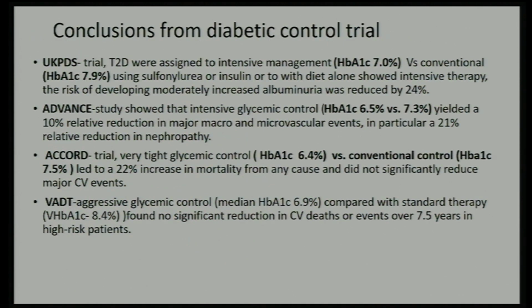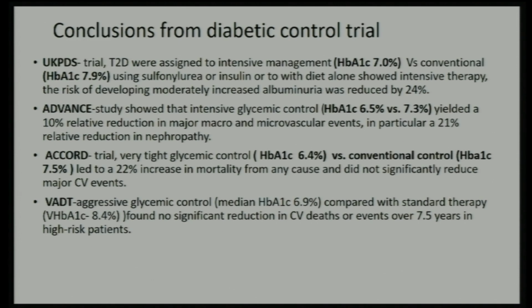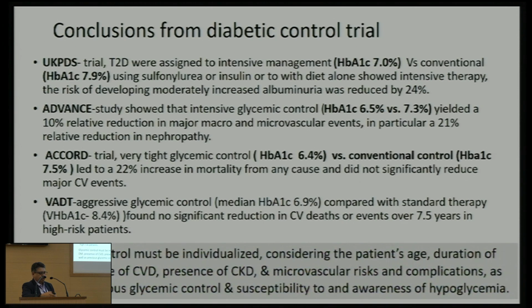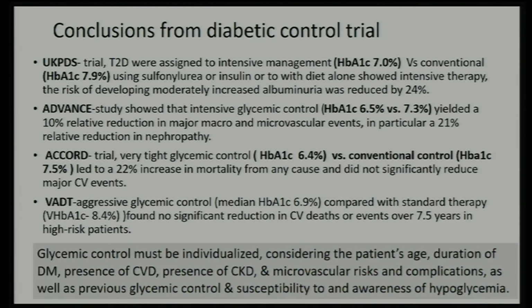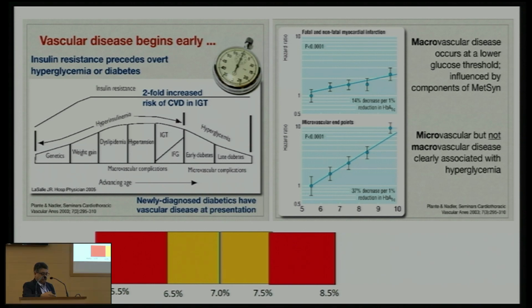But reducing further, in the ACCORD trial, we did not see much difference, and there was more mortality because of hypoglycemia. Even the same with the other study. So we can take it as 6.5 to 7, but again we have to see all these patients, the macrovascular complications. They are clearly associated with hypoglycemia.